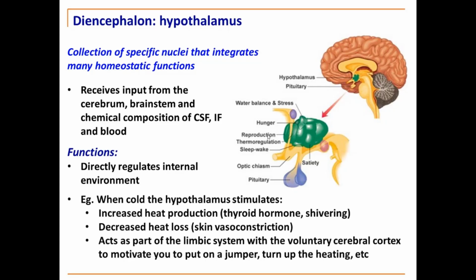So a really good example of this is when you're cold, so you're shivering away. It doesn't happen very often in Queensland, admittedly, but when you're shivering away and it's really cold, this is all being regulated by the hypothalamus, so it's trying to make you warm again. So it increases heat production by causing shivering and stimulating the release of thyroid hormone. It leads to decreased heat loss through helping to stimulate skin vasoconstriction. And it acts as part of your limbic system, that's your emotional center, with the voluntary cerebral cortex to motivate you to put on a jumper or turn up the heating or other aspects that will help you get a little bit warmer.